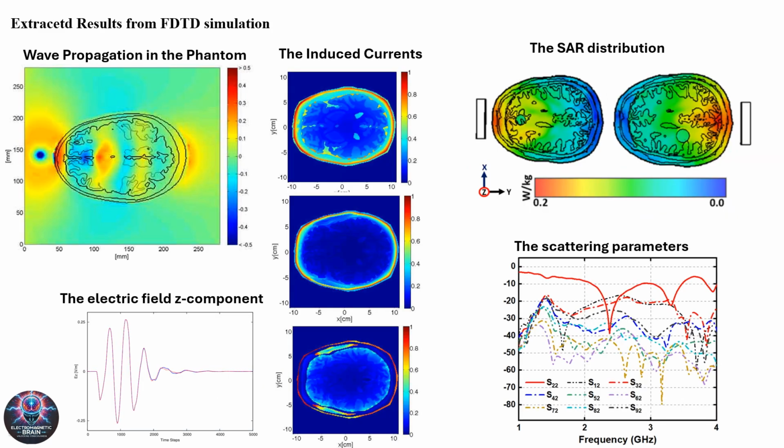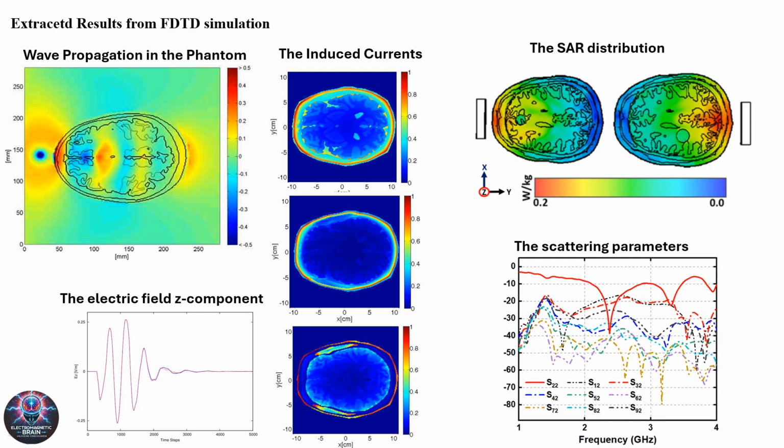This slide presents the extracted results from an FDTD simulation of a generic microwave imaging system. A key advantage of time-domain solvers like FDTD is their ability to animate the entire process of wave launching, propagation, reflection, and scattering. However, for brevity, only a snapshot of the fields at the 2000th time step is shown.